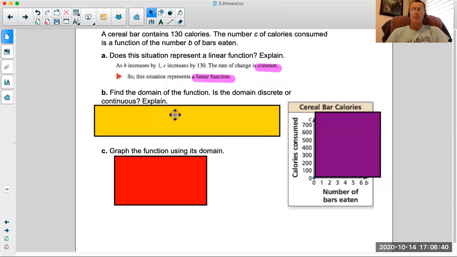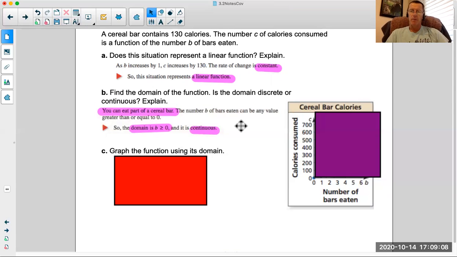Okay. Now we'll find the domain. Is there any limit here on how many bars you can eat? Not that I'm aware of. Well, I mean, eventually your stomach will explode or you'll just get so sick. Is the domain discrete or continuous? Can you eat part of a bar? Can you have just a nibble? Can you have 1.5 bars?